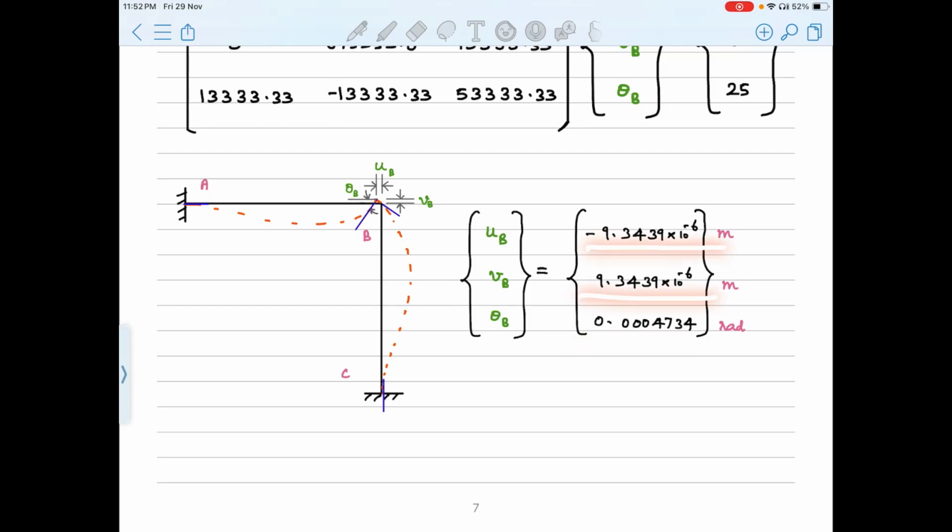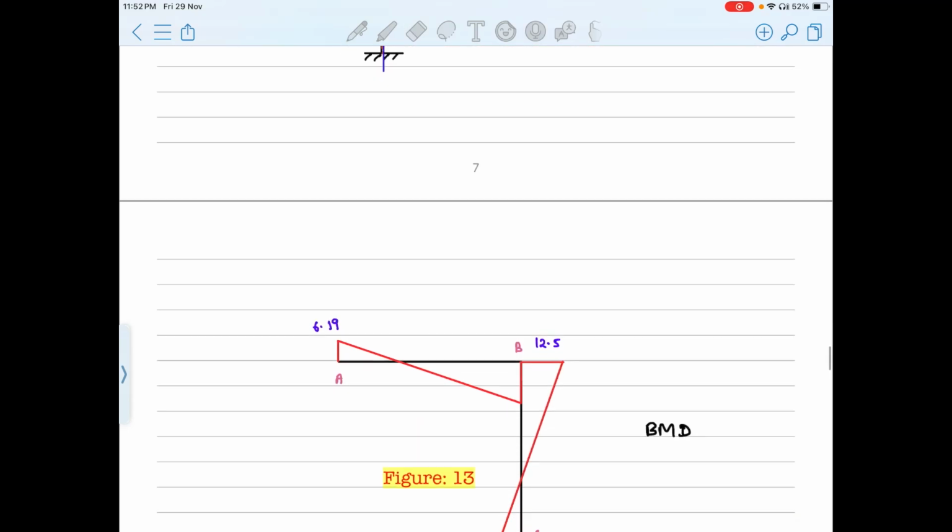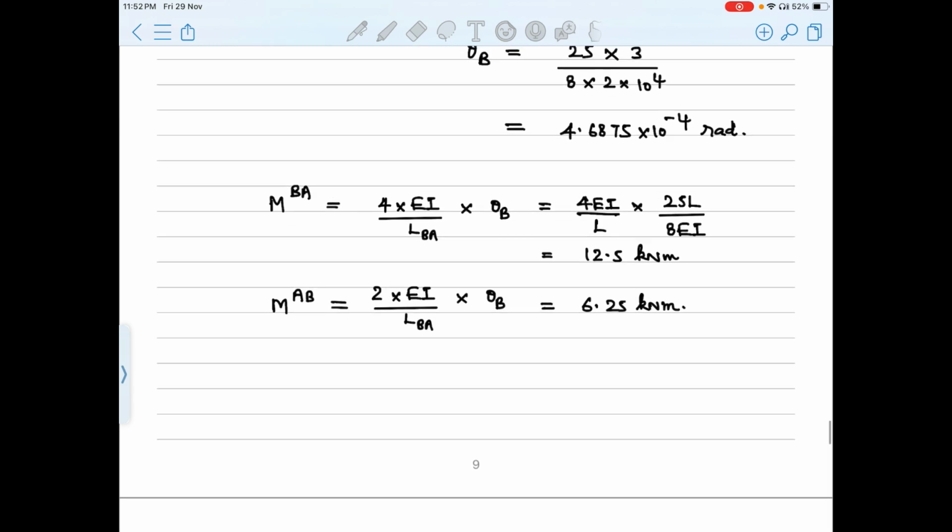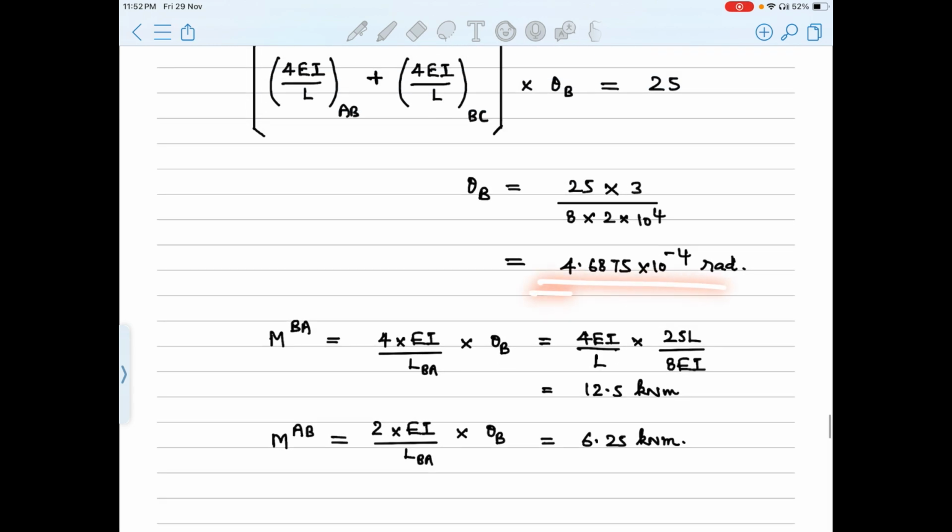These two values are not relevant now, however, but you can see that even when we consider axial deformation, these values are very negligible because they are 10 to the power minus 6 meters. And theta B is close to the value we obtained here. So these are important observations, because you see that UB and theta B are not so significant. Only theta B is relevant as far as the members are flexural.